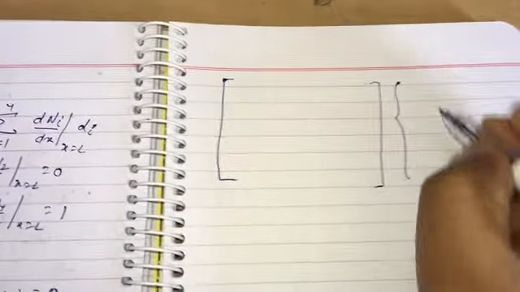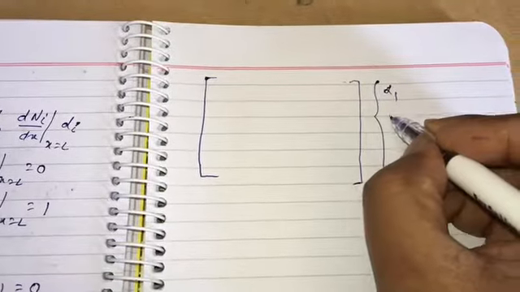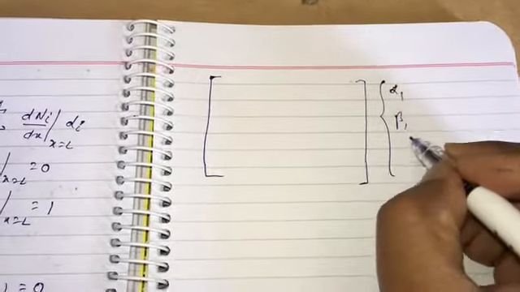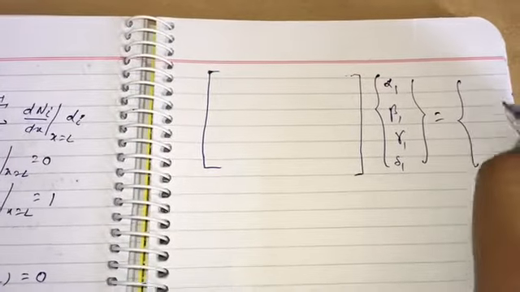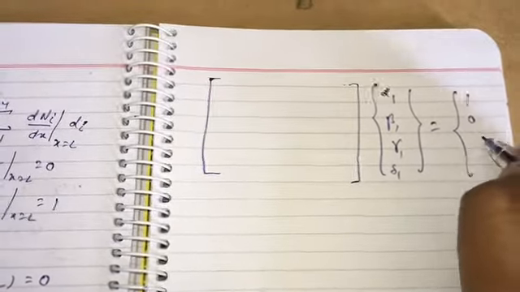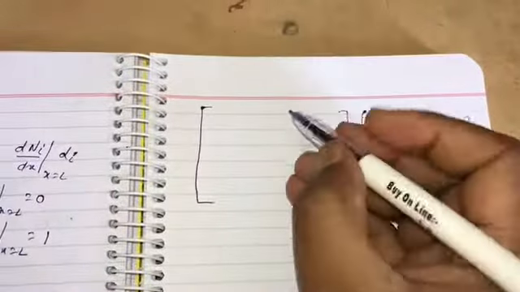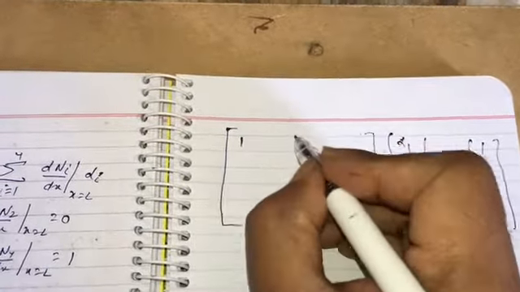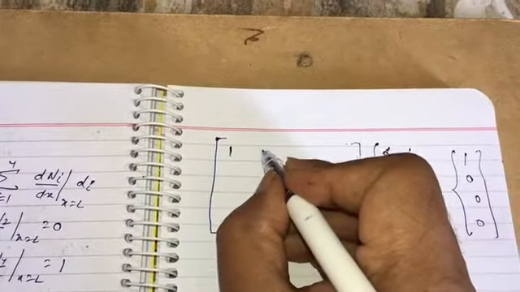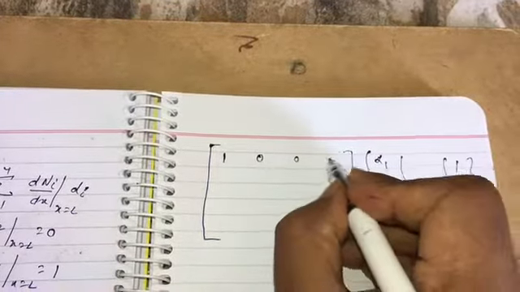So we have alpha 1, then beta 1, gamma 1, delta 1, and what we have is 1, 0, 0, 0. And what do we have? We have 1, then 0, 0, 0, 0.